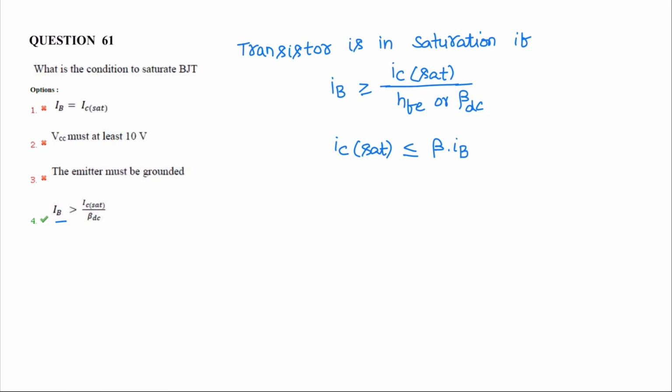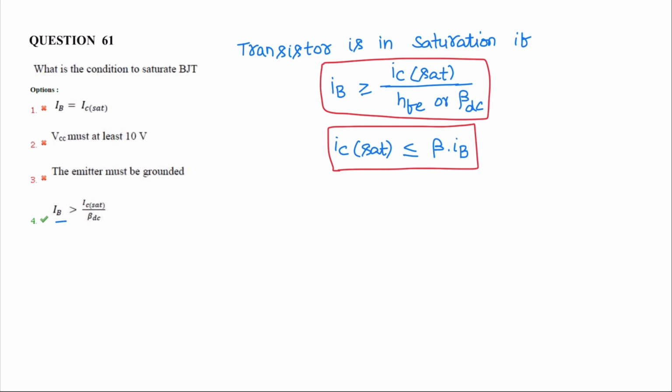A transistor is in saturation if the base current IB is greater than or equal to IC saturation by HFE. HFE is the forward current gain. Beta DC is also the forward current gain. Rearranging this expression, we will have IC less than or equal to beta IB, or IB greater than IC saturation by HFE. These are the conditions for a transistor to enter into saturation. Correct option is 4: IB greater than or equal to IC saturation by beta DC.